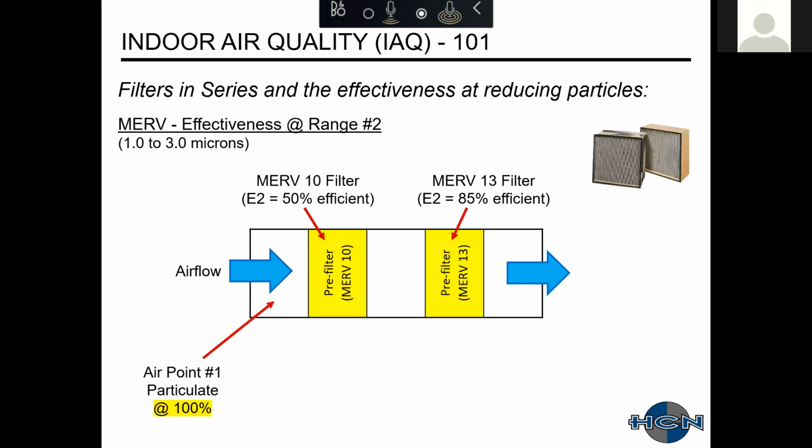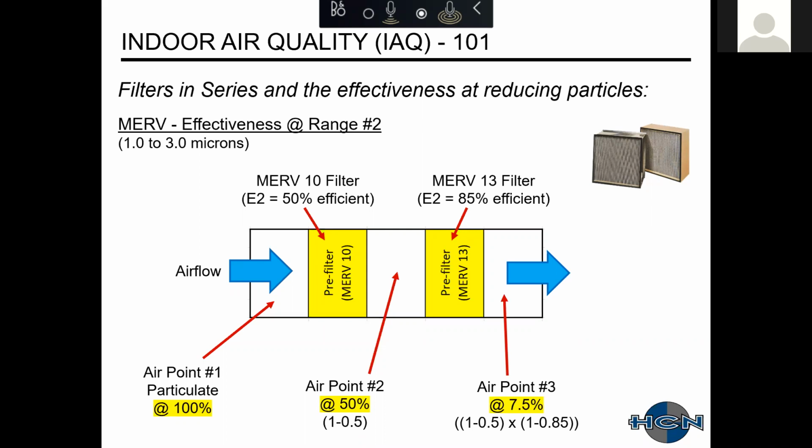So our air starts out entering the equipment upstream of the pre-filter. We're at 100% particulate. As it passes through the first filter, at point number 2, we've effectively removed 50% of the particles. And then as we travel through the second filter, it filters 85% of the remaining 50% of particles. So now at point 3, we're down to 7.5% of our initial 100% of our particles. So that's how filters work in series. Once again, just remember this concept later on for today.